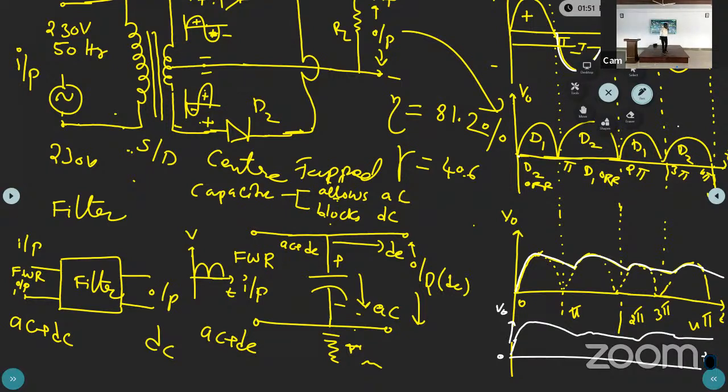Yes, make it first. For the heading, you can keep C filter. C stands for capacitor.